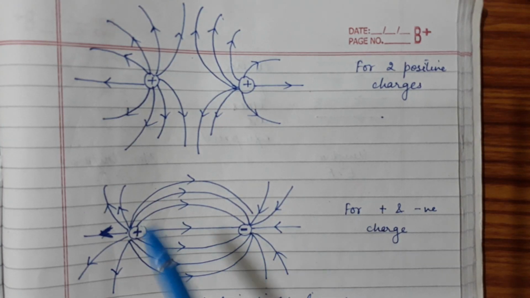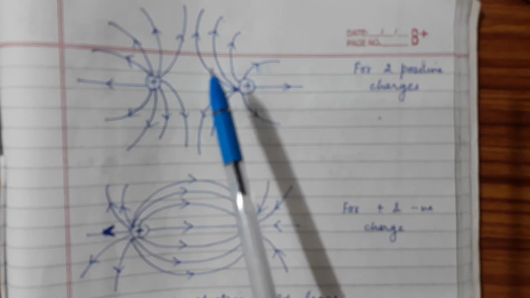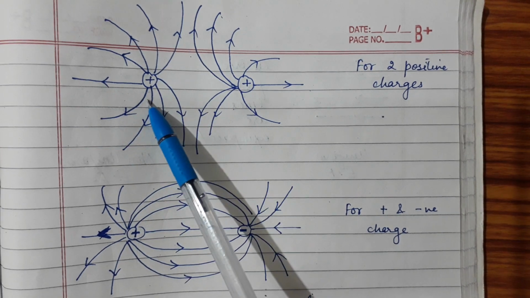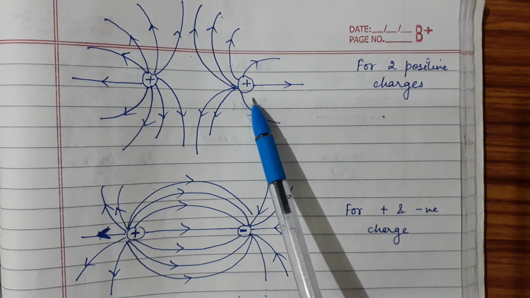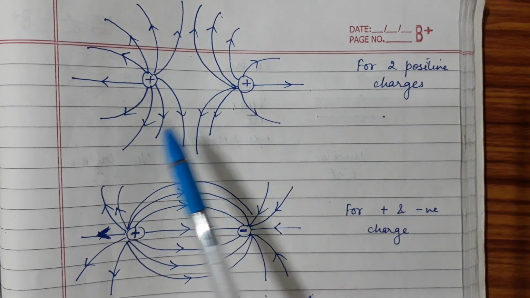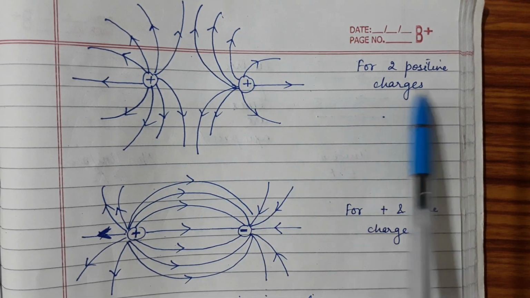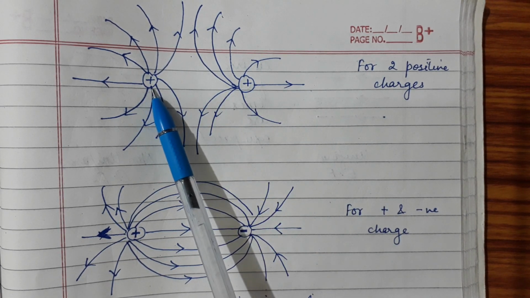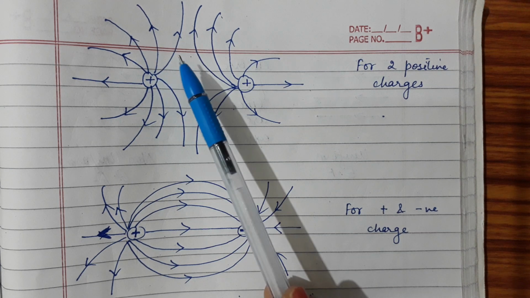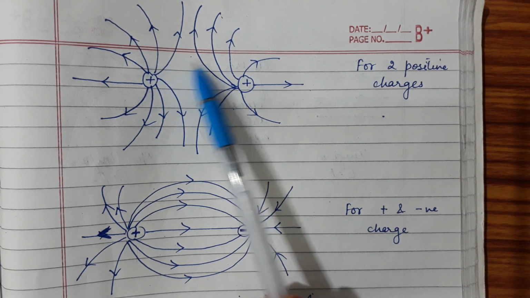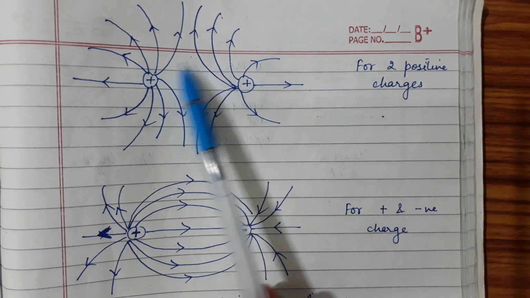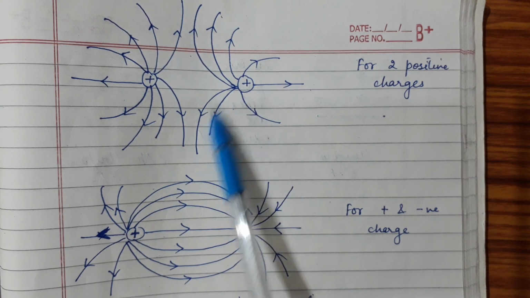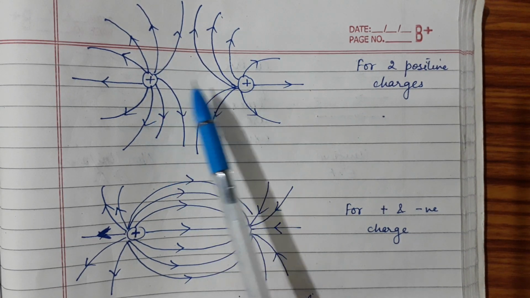Here you can see the electric field lines for two positive charges. Here this is the first positive charge and this is the second positive charge. So these are the electric field lines for two positive charges. You all know that positive charges repel each other. So electric field lines tend to repel each other. They do not touch each other.